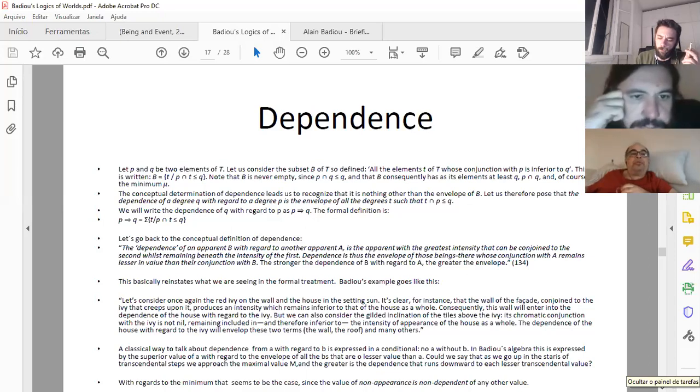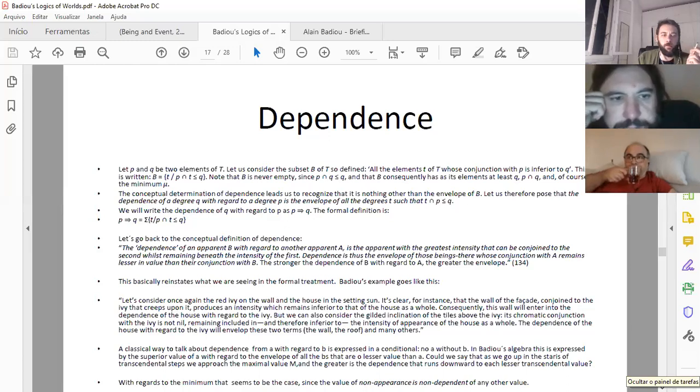Let's go back to the conceptual definition of dependence. The dependence of an apparent B with regard to another apparent A is the apparent with the greatest intensity that can be conjoined to the second whilst remaining beneath the intensity of the first. Dependence is thus the envelope of those beings whose conjunction with A remains lesser in value than their conjunction with B. The stronger the dependence of B with regard to A, the greater the envelope.